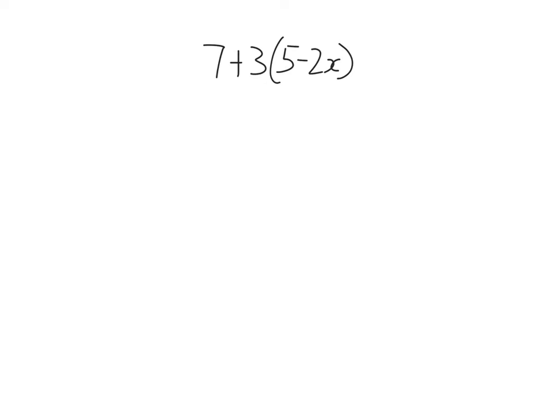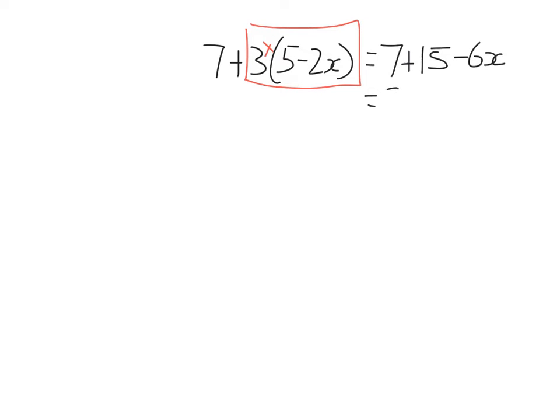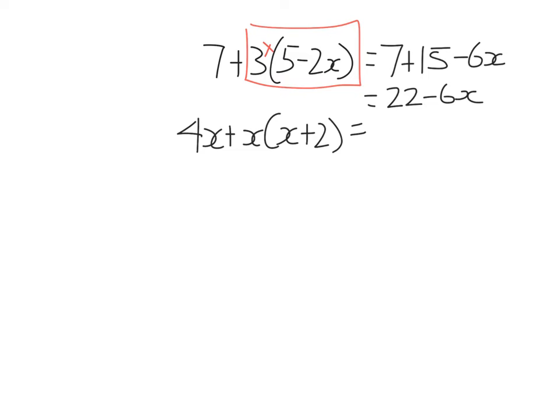So remember, if no operation's written, this is actually a times. I'm timesing 3 by what's in the brackets. So I need to do this first. I need to do the multiplication first. So I'm going to leave the 7 alone. 3 times 5, 3 times negative 2x. Now I'm going to collect like terms. Of course, 7 and 15 are like terms. And I'm left with this. How easy is that? So let's try this one here.